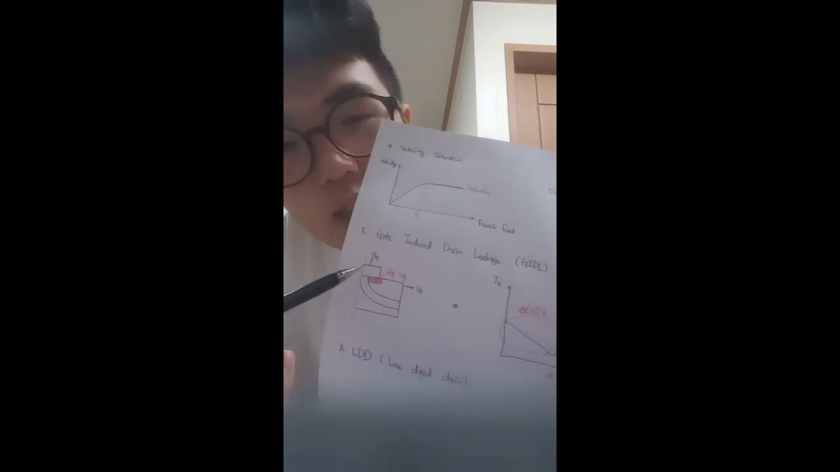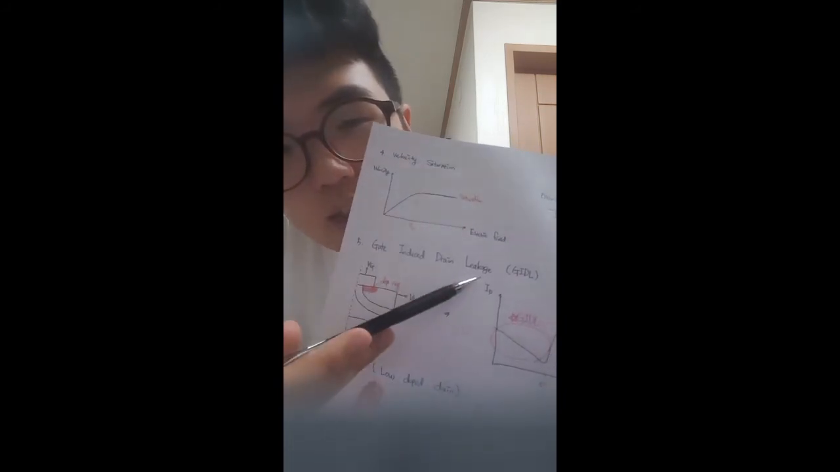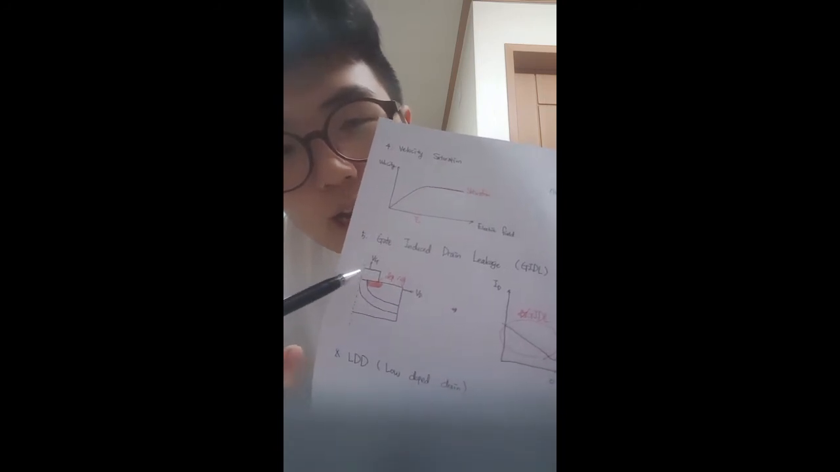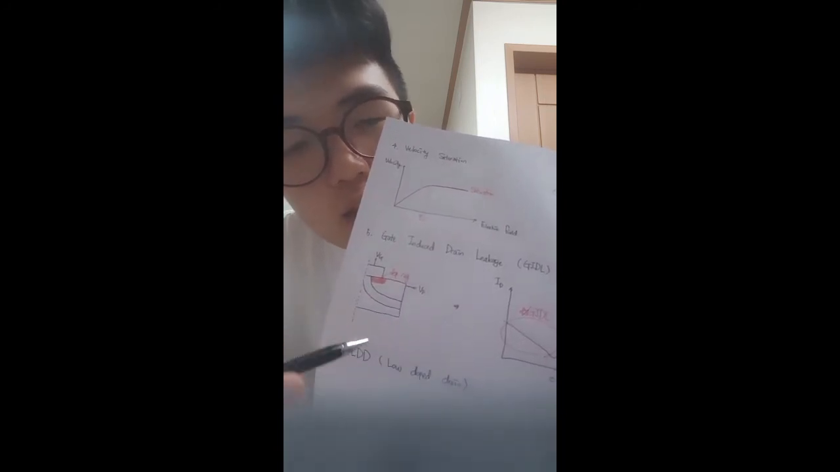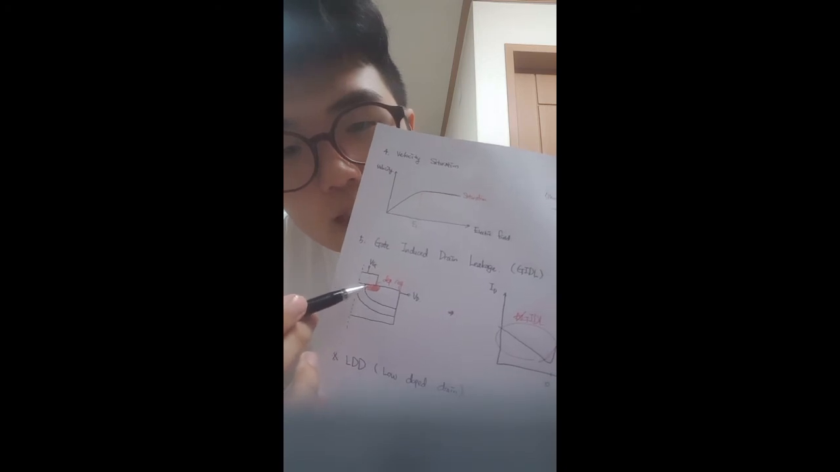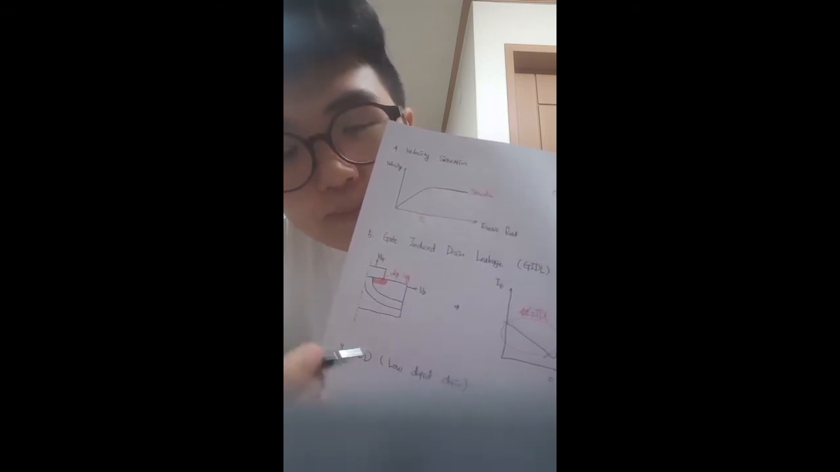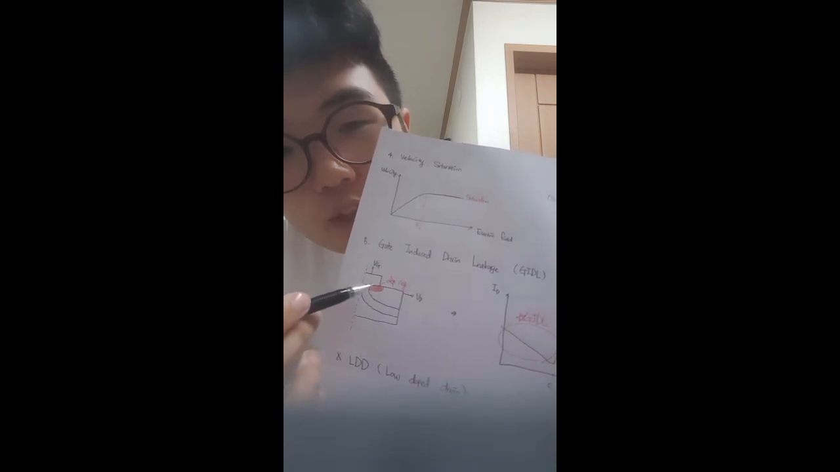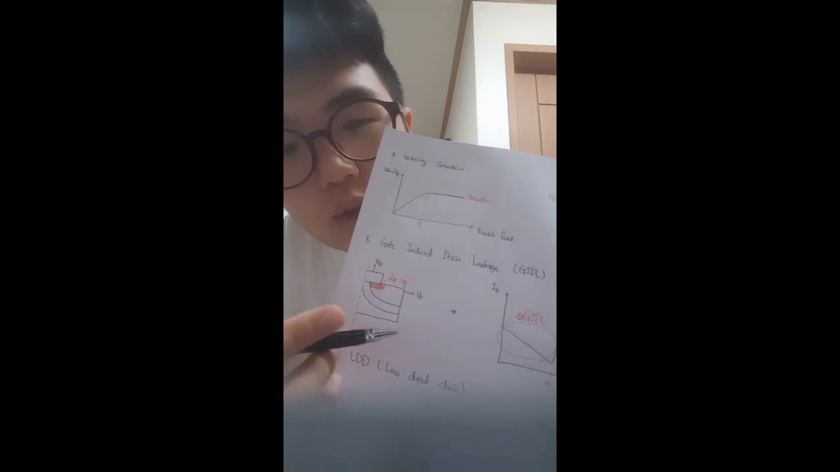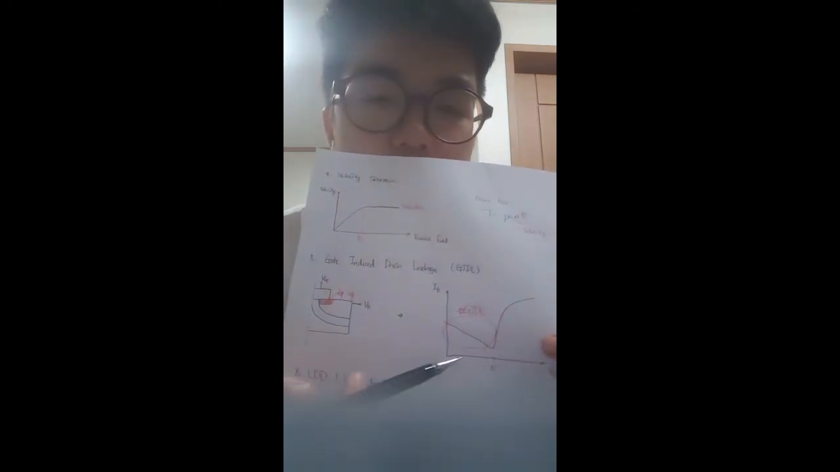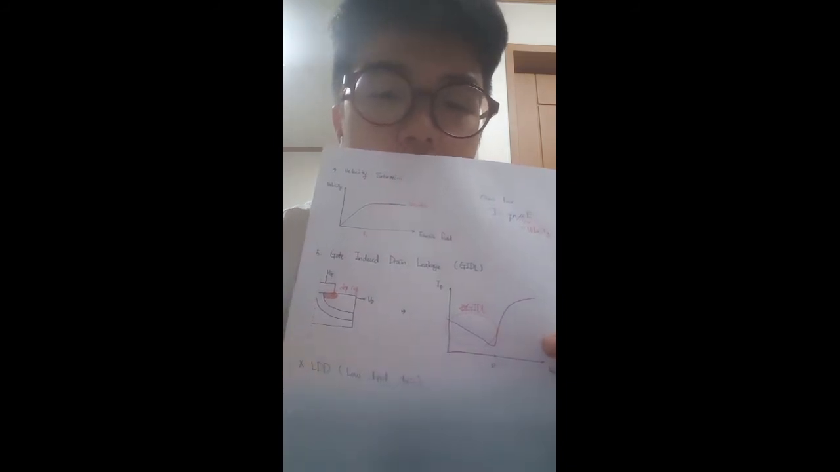The last one is gate-induced drain leakage, which is called GIDL. When the negative gate bias is given, a new channel between the gate and drain will generate. So in this region, leakage current will flow. So at the off state of the device, the current will generate.